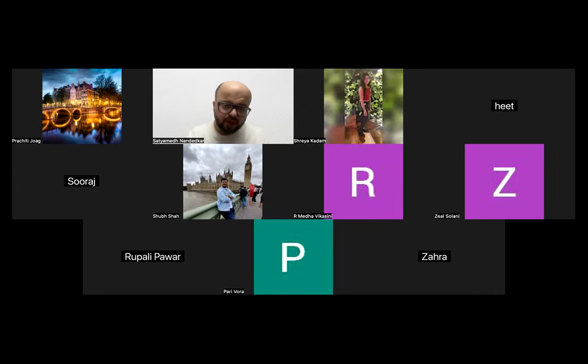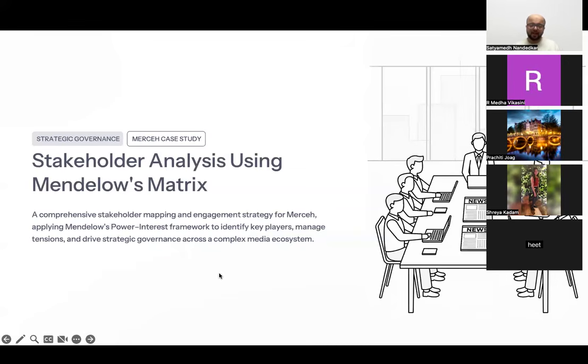Okay, let's do stakeholder analysis using Mendelow's matrix. Now, Mendelow's matrix specifically applied to the Mersey company scenario. ठीक है? A comprehensive stakeholder mapping and engagement we'll have to understand.